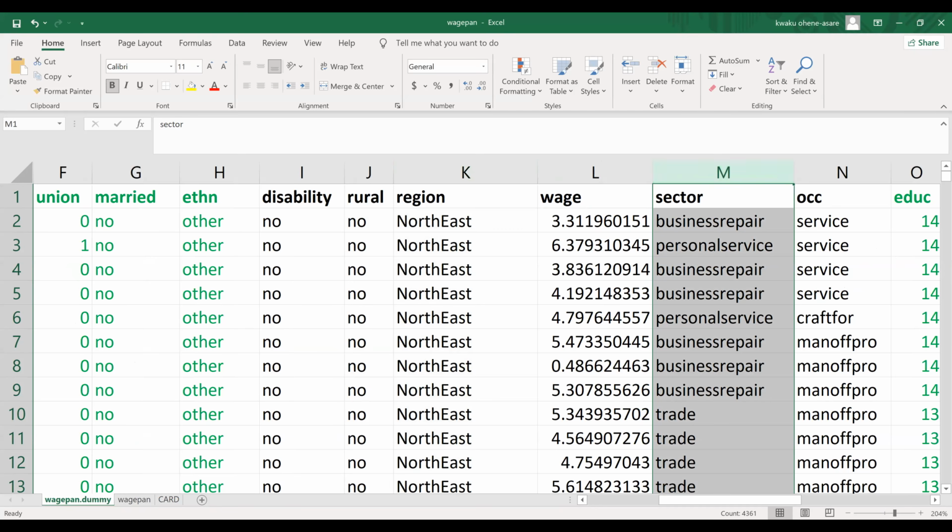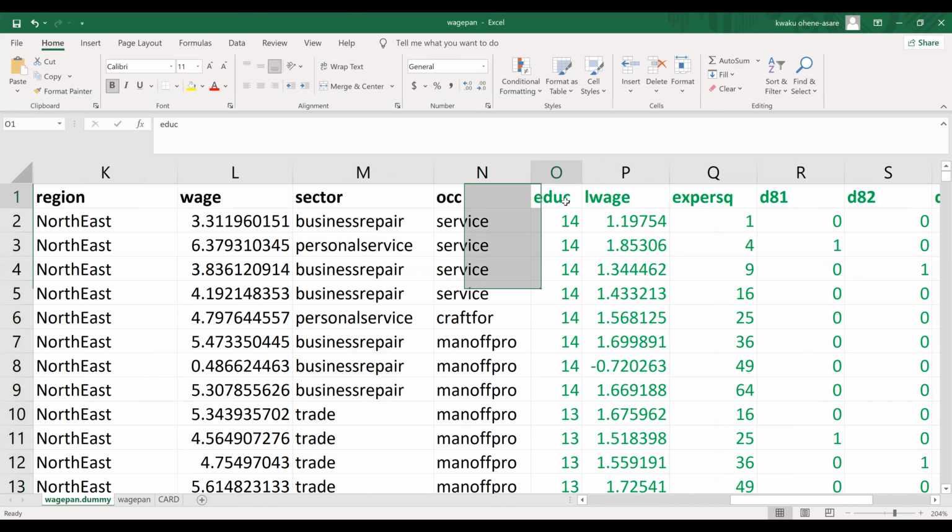And then the sector the person belongs to, and then the education, how many years of schooling has a person had? And then the log of the wage, L wage is the log of the wage. Then the experience we had before, you believe that when a person is increasing his experience, it rises, gets to a point and falls. So you have a column called experience square.